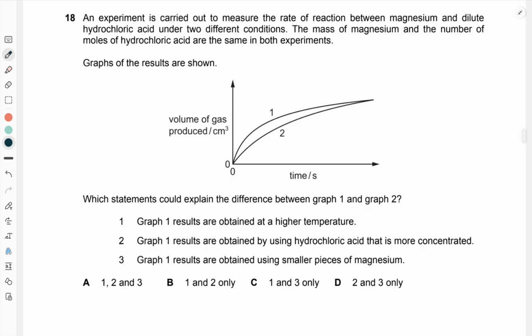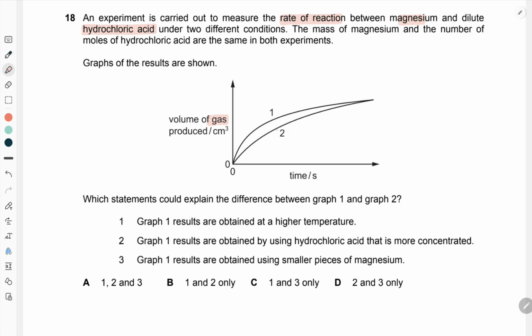An experiment is carried out to measure the rate of reaction between magnesium and dilute hydrochloric acid. So we are measuring the rate of reaction between acid and metal. You will not get carbon dioxide. You will get hydrogen instead because it's a metal-acid reaction.